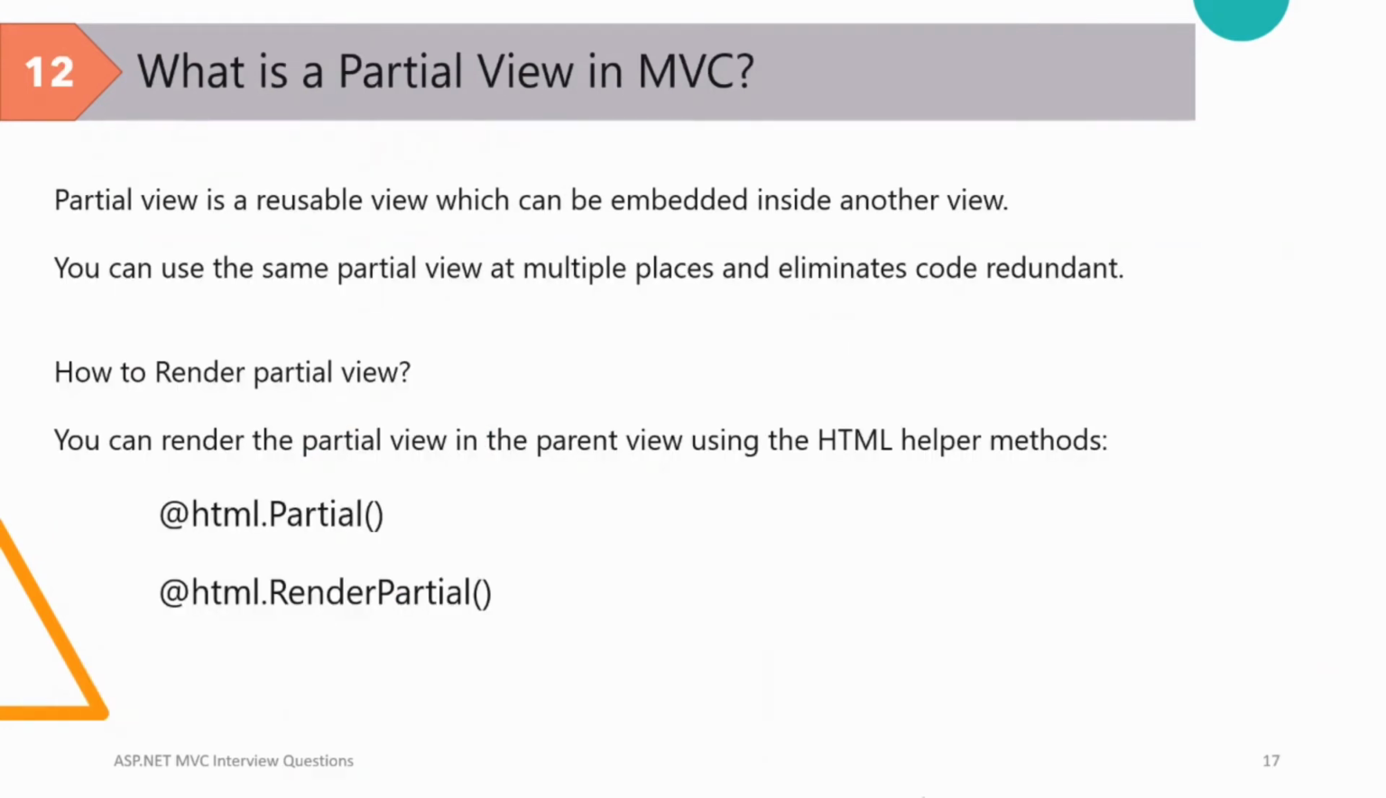Next, what is a partial view in MVC? A partial view is a reusable view which can be embedded inside another view. We can use the same partial view at multiple places, and it eliminates code redundancy. We can render a partial view by using the Html.Partial method or the Html.RenderPartial method.